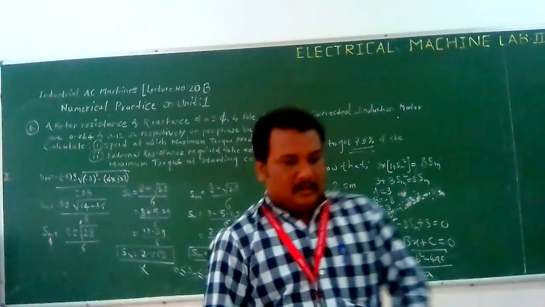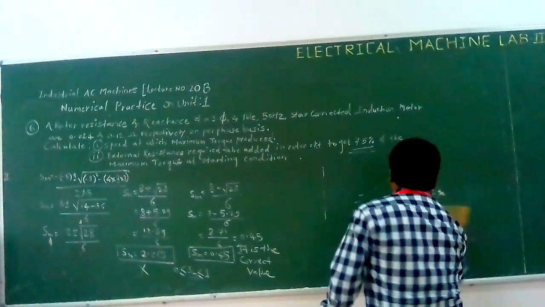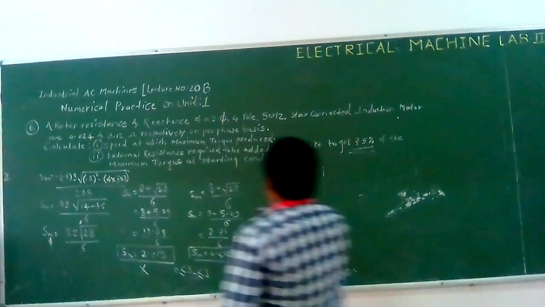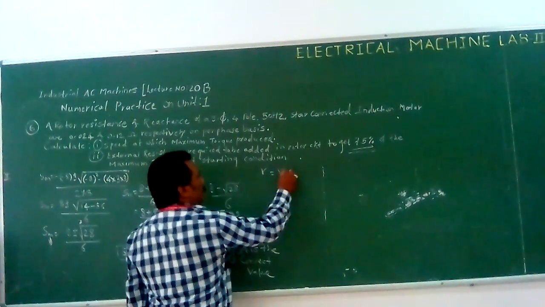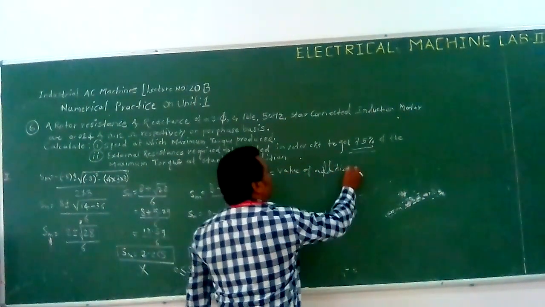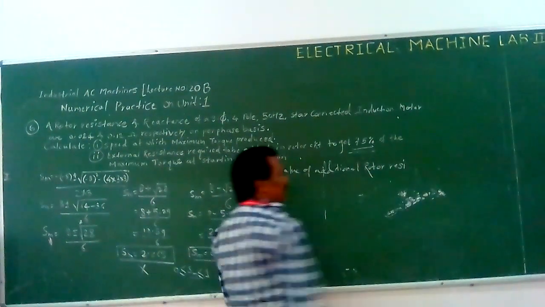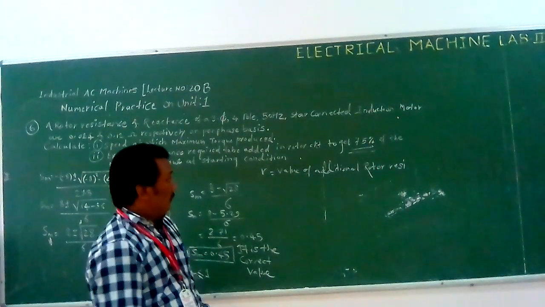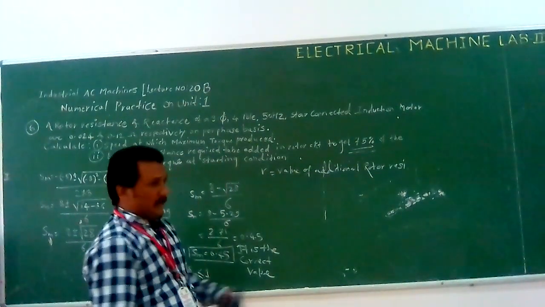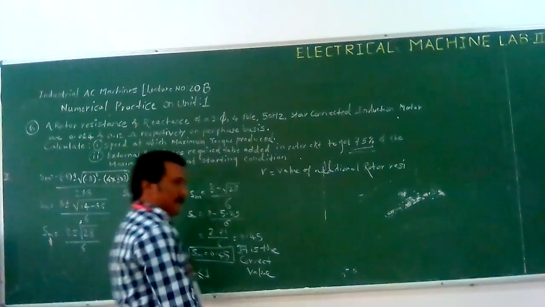Okay. Now, assume that small r is the value of additional rotor resistance which is to be added in the rotor circuit to get the starting torque to maximum torque ratio of 75%. And here we also write down the condition for maximum slip.